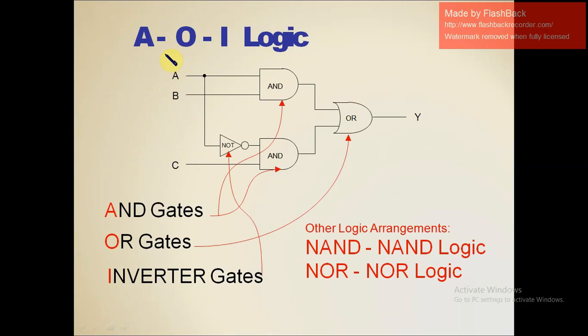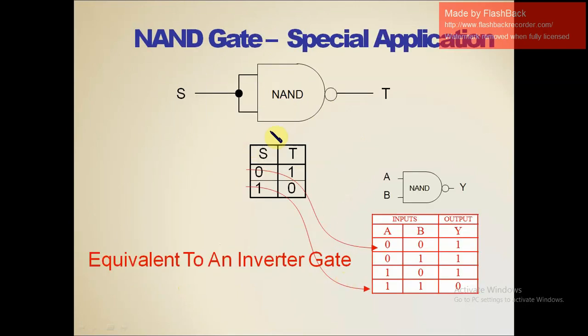Next one, AOI logic. AOI logic means A is the AND gate, O means OR gate, and I means inverted gates. Same as we took here in the diagram, it is a tree of gates: NOT, AND and OR. Another logical arrangement of different types is NAND logic and NOR logic.